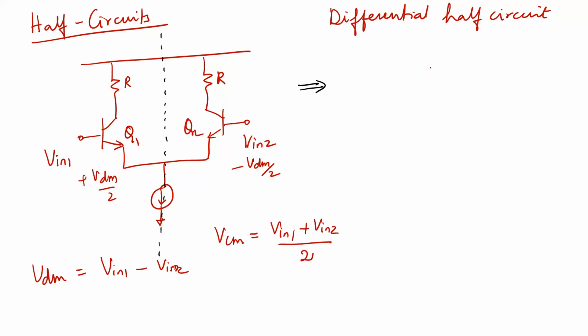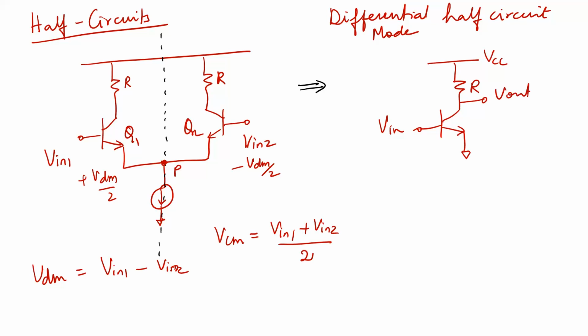Now, if you form a half circuit, right? This is VCC. You have an R. You have this transistor, right? This is your VN. This circuit is applicable only for differential signals, and we saw that this node P does not respond to any differential signals. So this can be called a virtual ground. Okay. So the differential mode half circuit is basically what? A common emitter amplifier. And the differential mode gain that you get here is what? Minus GM times R. Alright.